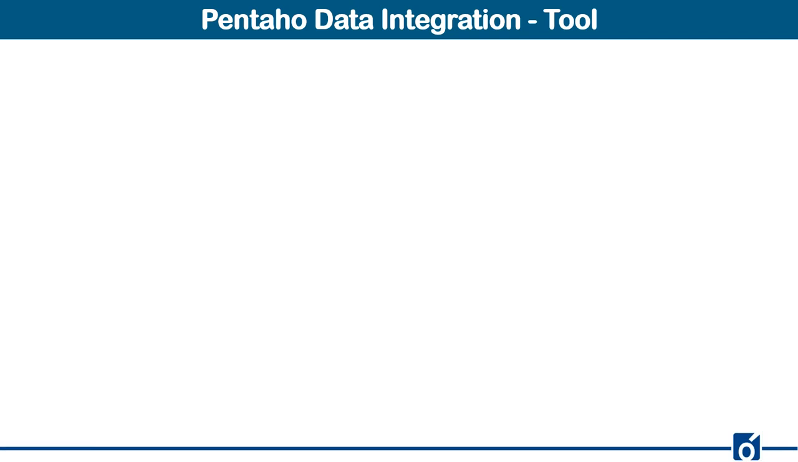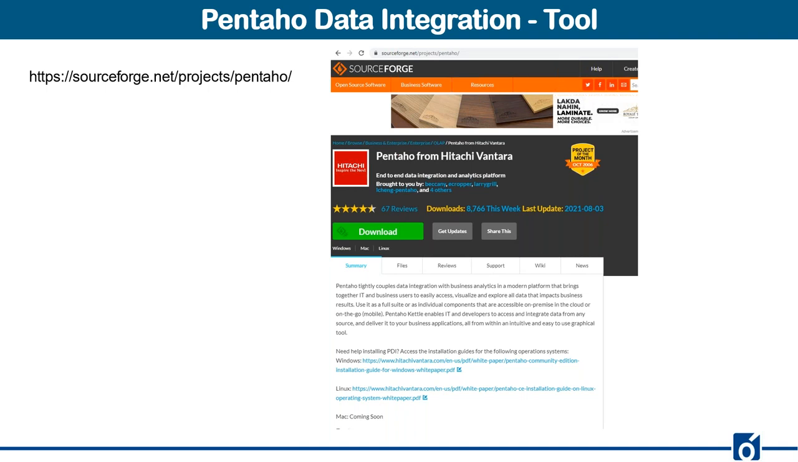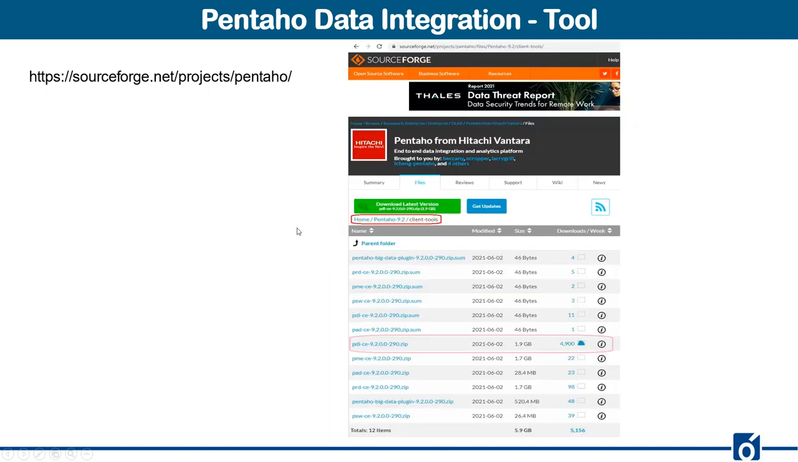So now let us understand Pentaho Data Integration as a tool. As I mentioned earlier, you can download PDI from this location. When you reach this location, you will find this kind of page, and by default it will download the latest version. Currently it is 9.2. If you want to download a historical version earlier than the latest, you can go to the files and get the version. For example, let us consider I want to download 9.2. Just pick the 9.2 version, go to the client tool, and download this zip file.